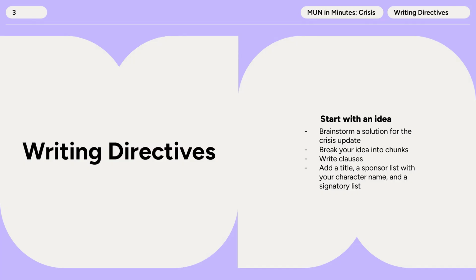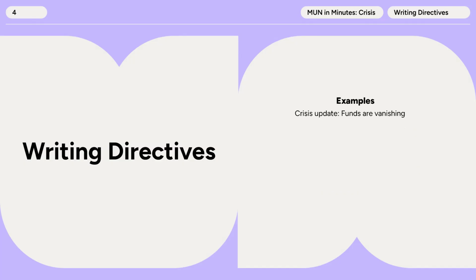When you are satisfied with the clauses you have, write yourself down as a sponsor and include a space for interested signatories. All you have left to do is think of a snappy title, then you can start looking for co-sponsors and signatories. For example, say the crisis update says that funds are slowly disappearing. One idea to solve this is to set up a vault with security guards. Because the vault is the main idea, you will write a number 1 on the right margin of your paper, then construct a vault to hold committee funds next to it as your first clause.